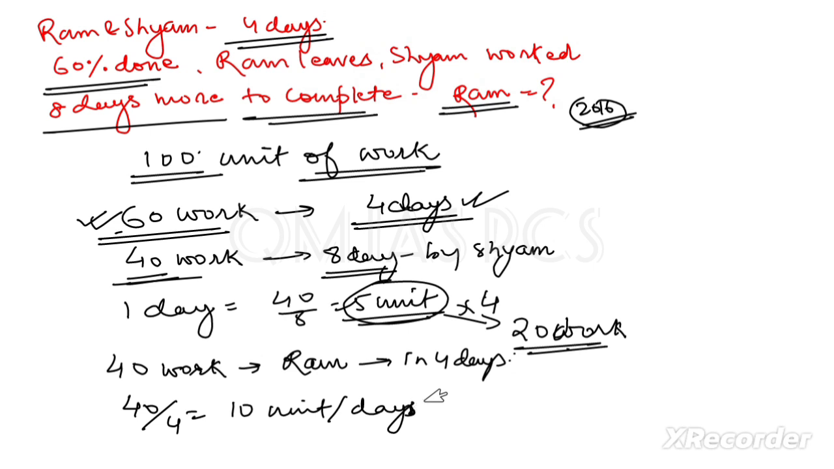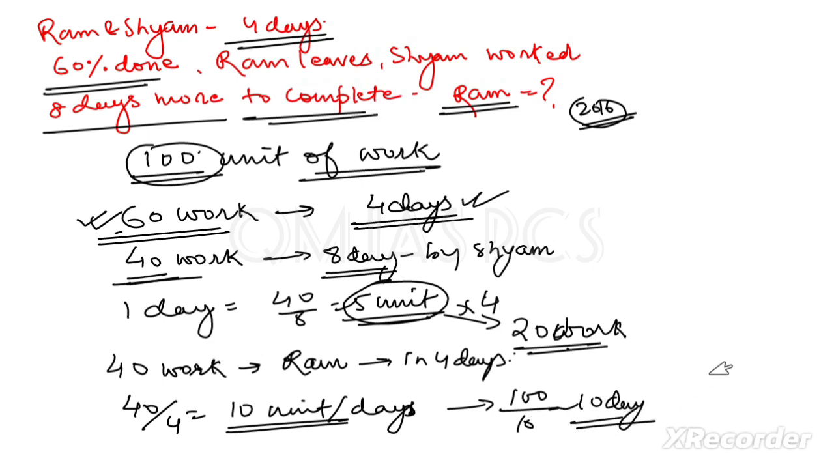Right. So if it is asked, if Ram has to work alone, how many days will it take? 10 units he is doing in 1 day, and the total is 100 units. Obviously 100 divided by 10, that will be 10 days. So Ram will take 10 days to complete that work.